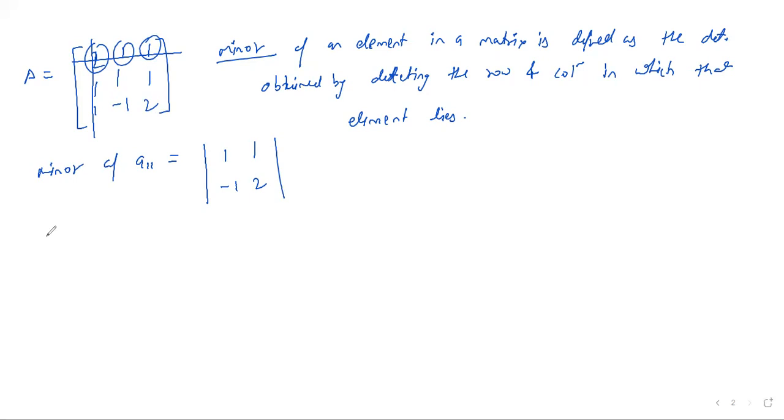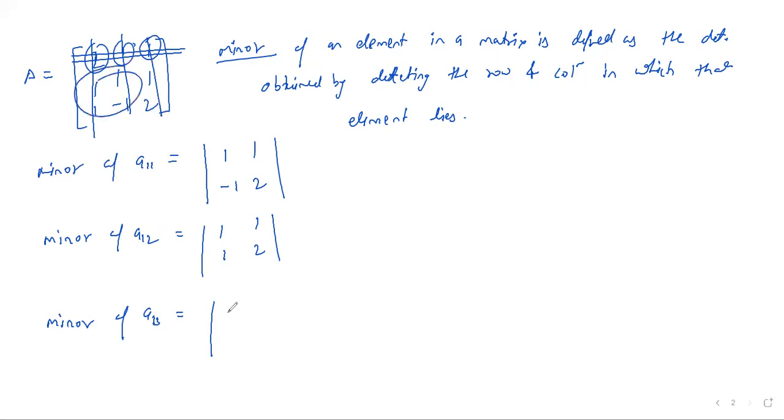Similarly, what is the minor for a12? We'll cut this row and this column, and the remaining will be 1 1, 1 2. It is the determinant of 1 1, 1 2. Similarly, the minor of a13: we delete this row and this column, and we get 1 1, 1 minus 1. So these are my minors for a11, a12, a13.